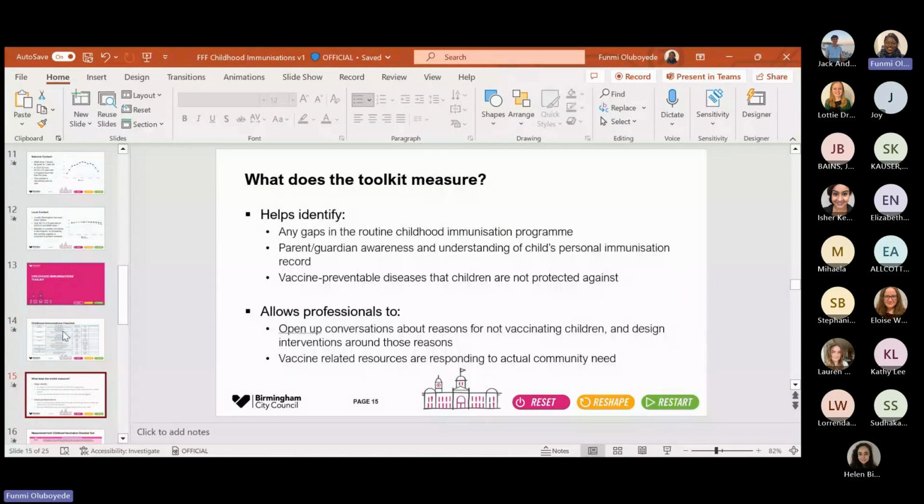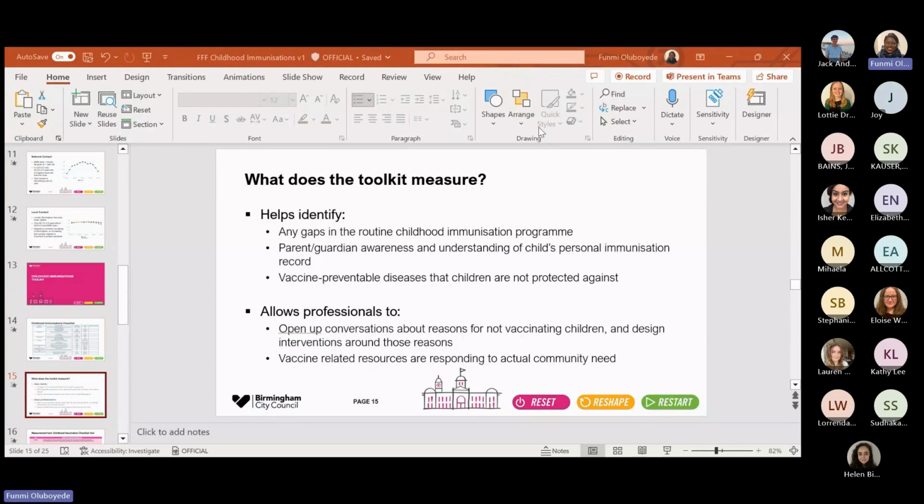So what does the toolkit measure? It helps to identify gaps in the routine childhood immunisation programme. It identifies whether the parent, guardian, or carer has an awareness and understanding of the child's personal immunisation record. And it tells us whether there are vaccine preventable diseases that the child may or may not have been protected against. So this will allow professionals to have open conversations about the reasons for not vaccinating children and to design interventions around those reasons. One live issue at the moment is that some people believe that they can't give their children the MMR vaccination to protect against measles because it contains animal or pork products.